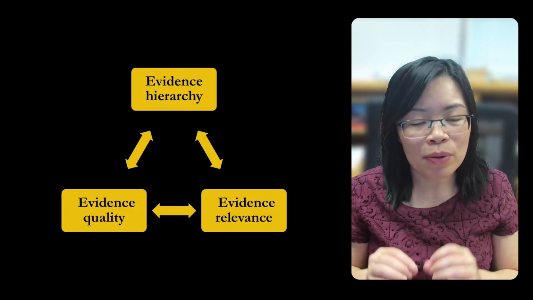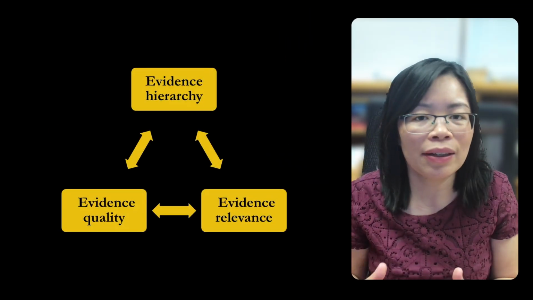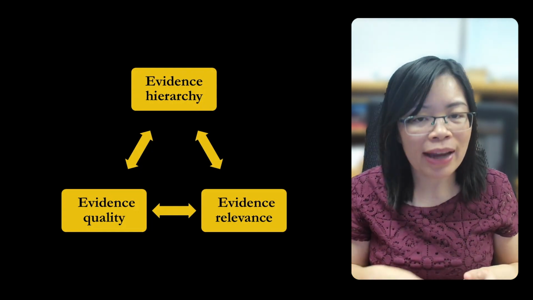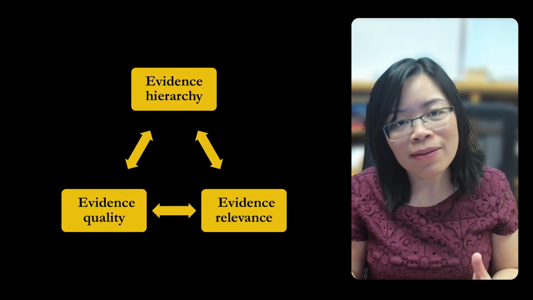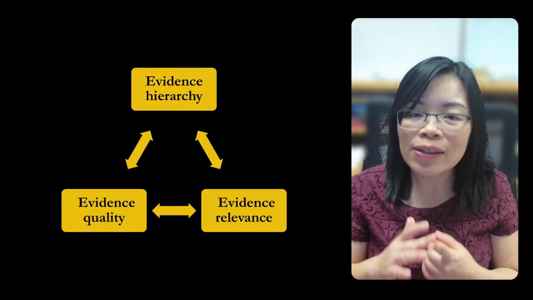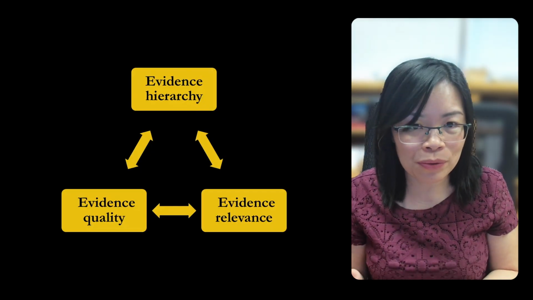The best available evidence is a function of level, which is the hierarchy of evidence, the quality, and relevance. We'll keep coming back to this triad in this video. In fact, hold that in mind as a mantra: high on the hierarchy does not always mean high quality or high applicability or usefulness for you.